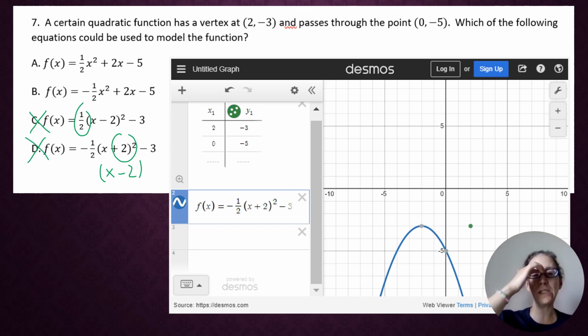You could also do this with your transformations. A +2 inside the parentheses there means it should go left 2 and down 3. And it's not going left 2, down 3. It's going right 2 and down 3. So you could eliminate it that way. And that's when earlier when I was doing this, I was like, oh, wait a minute. 2 of them are in standard form. So we can also do a quadratic regression in, I just don't want to click the wrong thing.